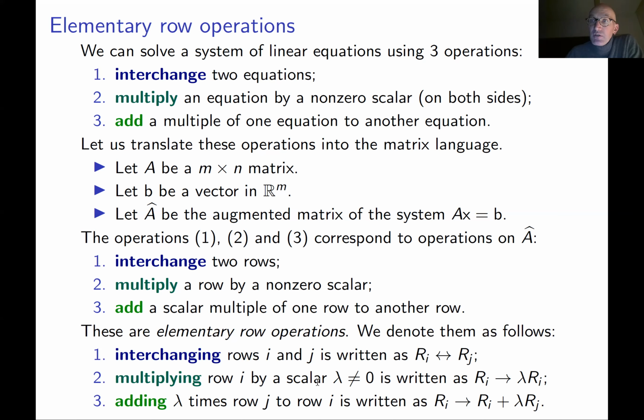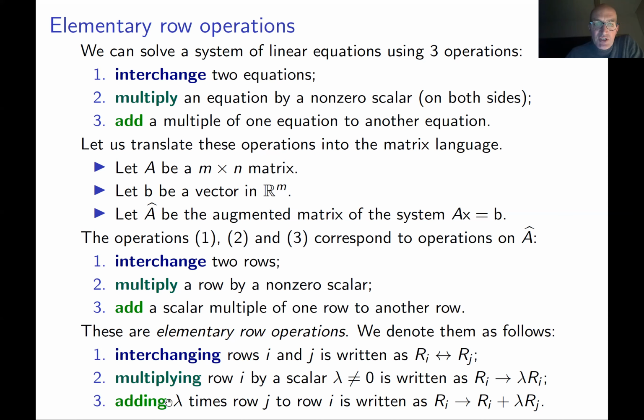Lambda has to be non-zero, of course, otherwise you accidentally get more solutions. You don't get an equivalent system of equations. Every time you perform elementary row operations, it should be invertible. So you should be able to return back to your original matrix or original system of equations here.